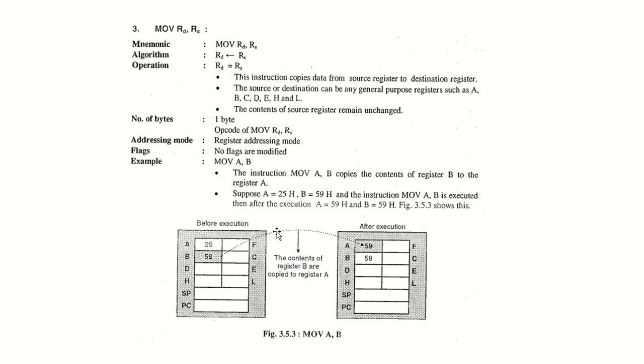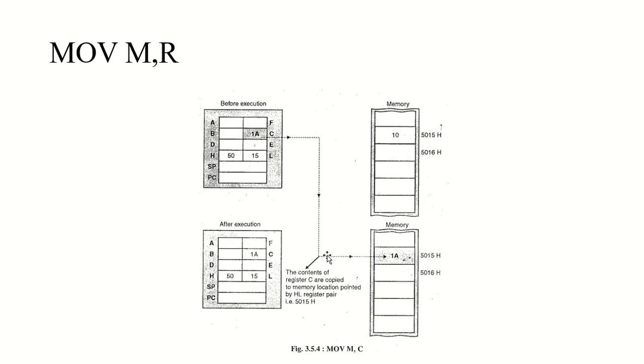The instruction MOV A, B copies the content of register B to register A. Let's suppose A has 25H and B has 59H. So after getting the instruction, see, A has 25 and B has 59. After we execute this MOV A, B, which you can pronounce as move B to A, A will also have the same content as B, and see, the content of B is totally unchanged, but the content of A has been changed, right? So that's the instruction. Then we have MOV M, R, or move R to M. And again, what does it do?